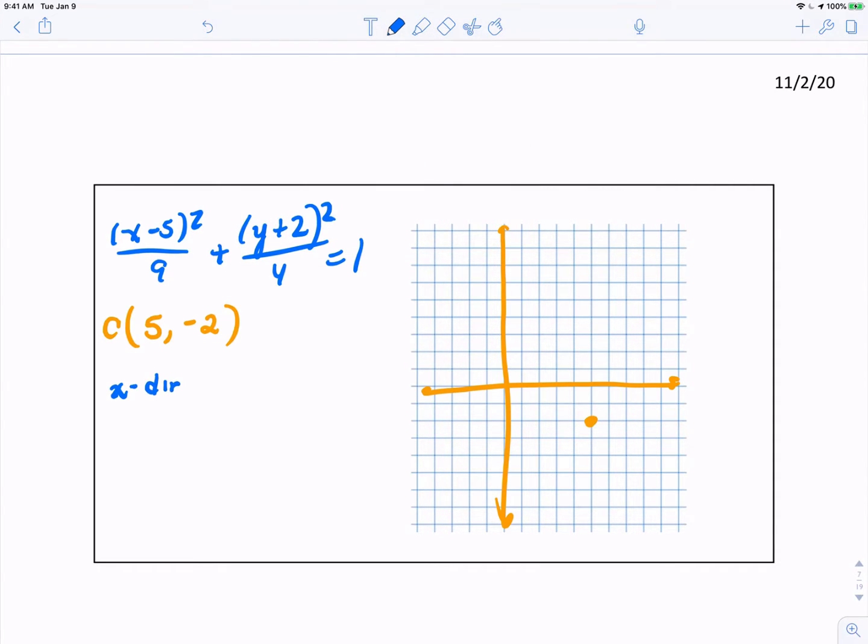Fill in how many spaces we are going to move in the x direction, and how many spaces we are going to move in the y direction. So why don't you just go ahead and graph the ellipse. We won't worry about discussing the foci for this one.